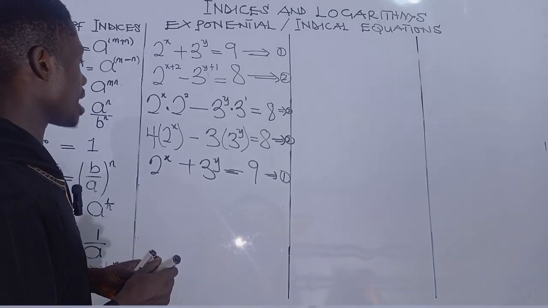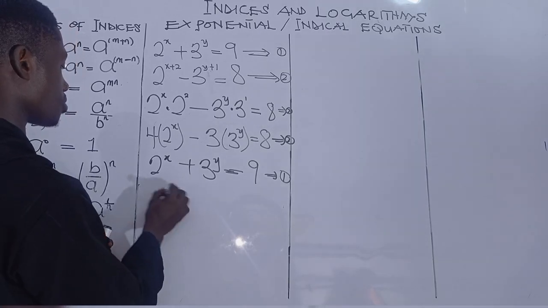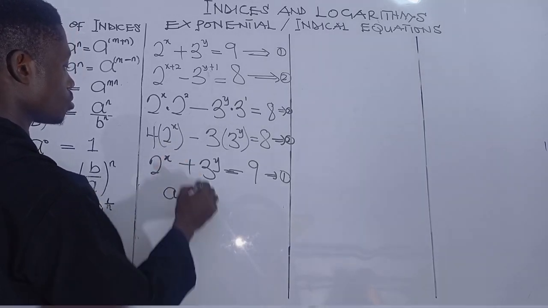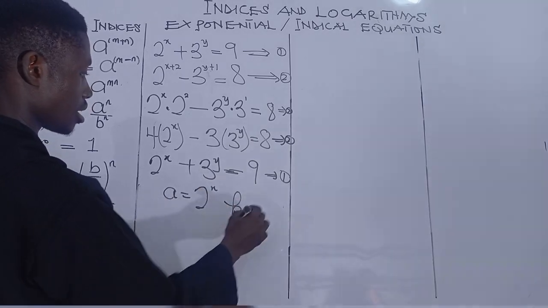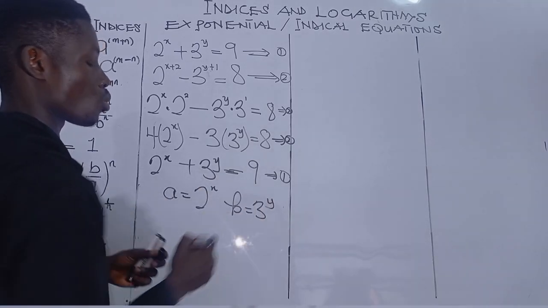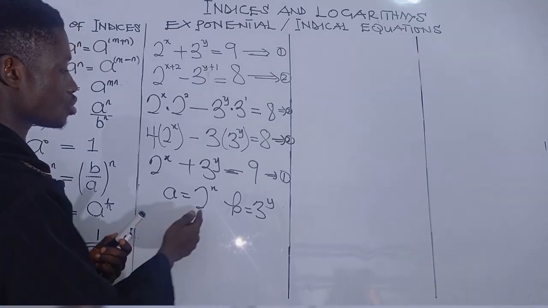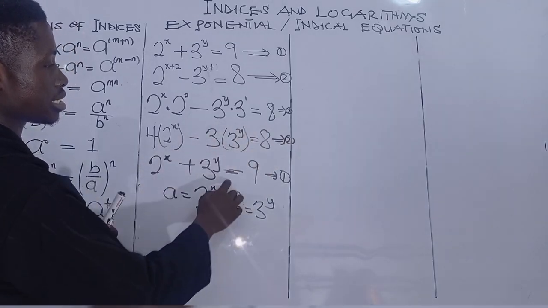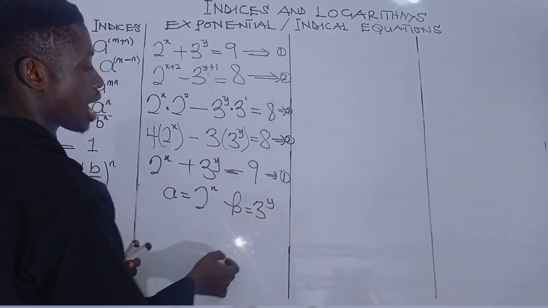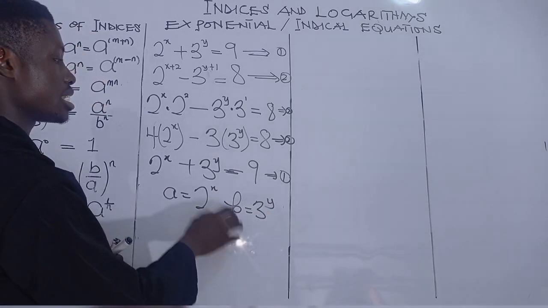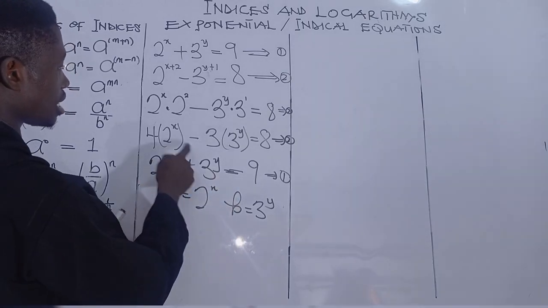Now we can do that by letting any variable at all, let's say a be equal to 2 raised to the power x, and then b be equal to what? 3 raised to the power y. So wherever we see 2 raised to the power x, we are going to substitute a into these two equations. And wherever we see 3 raised to the power y, we are going to substitute b in place of that. So let's look at the first one.